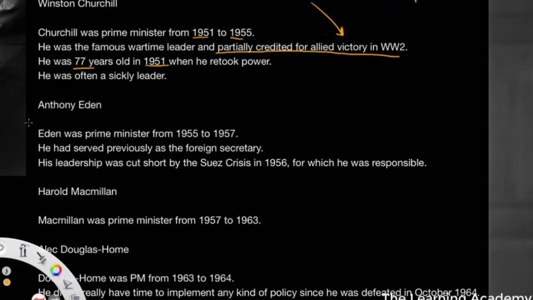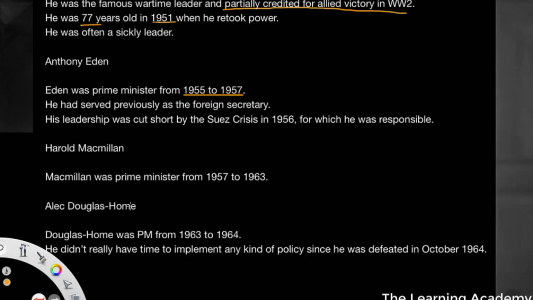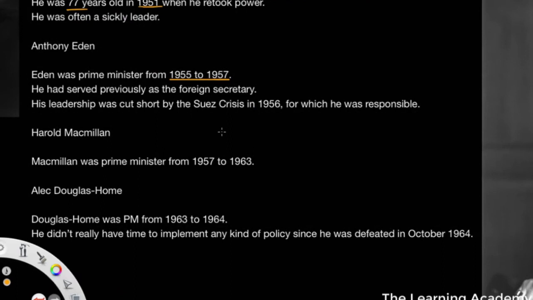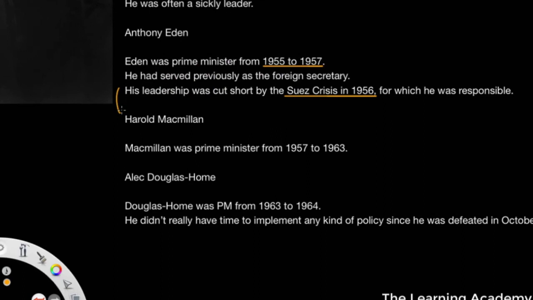Anthony Eden was Prime Minister from 1955 to 1957. He had served as the Foreign Secretary and took over from Winston Churchill when Churchill resigned in 1955. Anthony Eden had a relatively controversial time as Prime Minister, because he was responsible for the Suez Crisis in 1956, where the Suez Canal was lost. This was partially the reason for his resignation in 1957. The party was then taken over by Harold Macmillan, who was Prime Minister from 1957 to 1963.